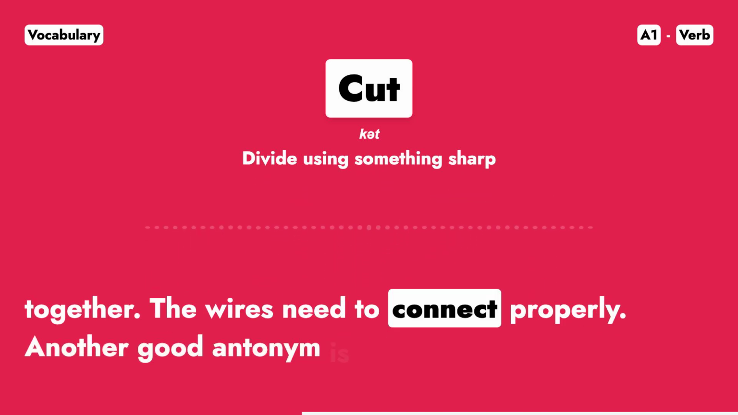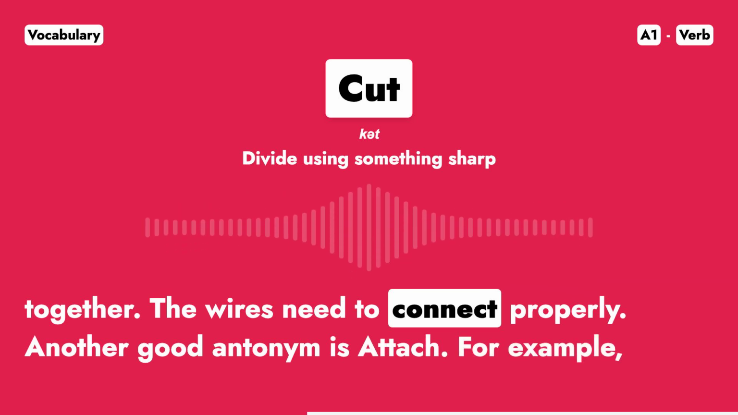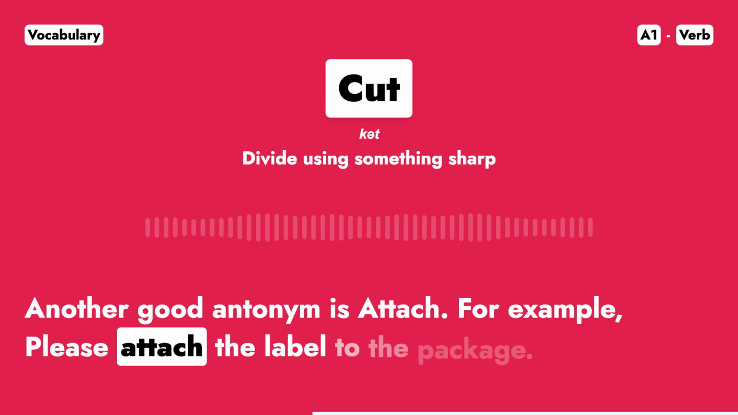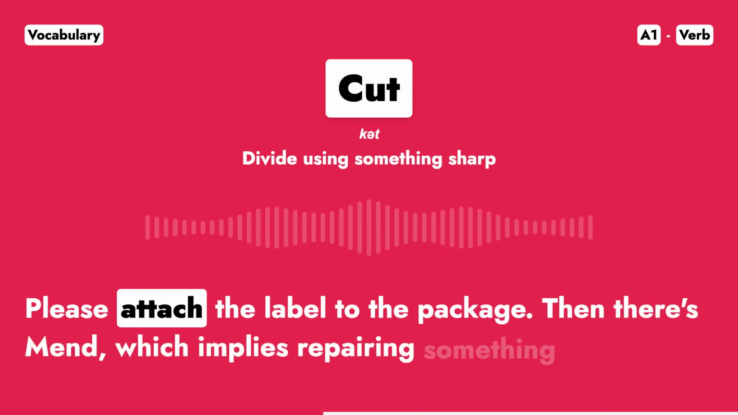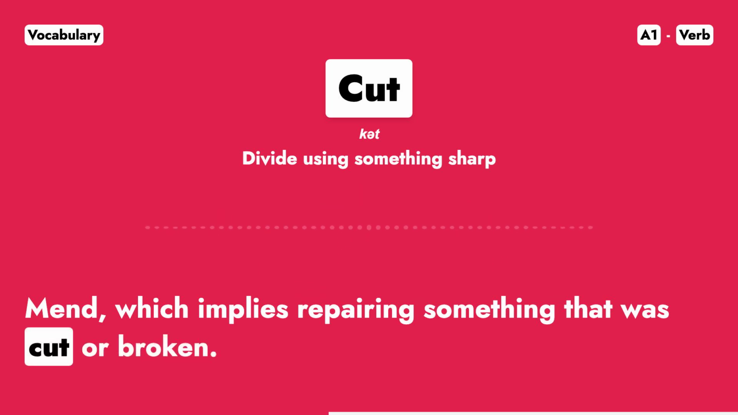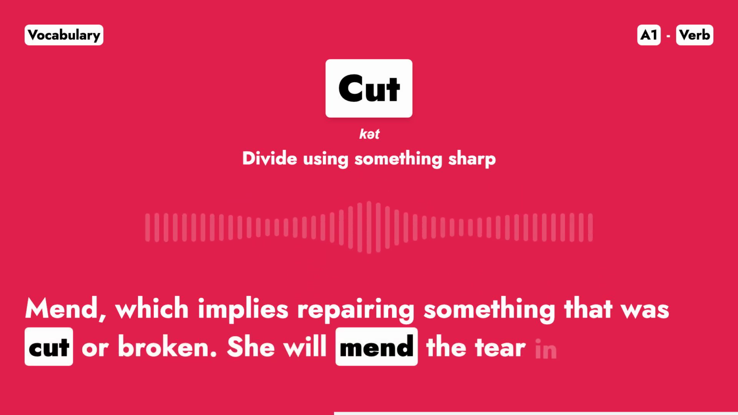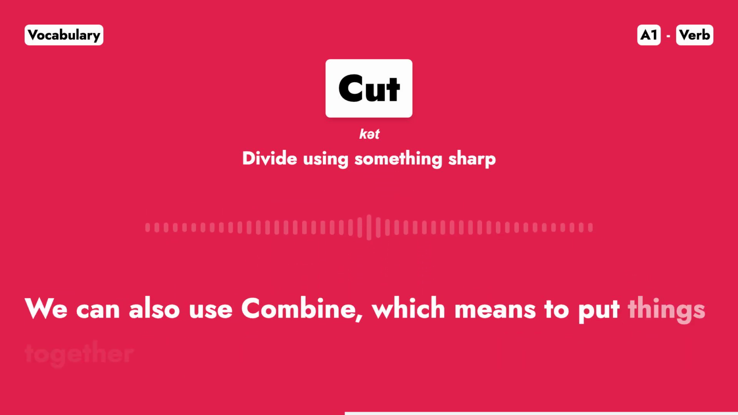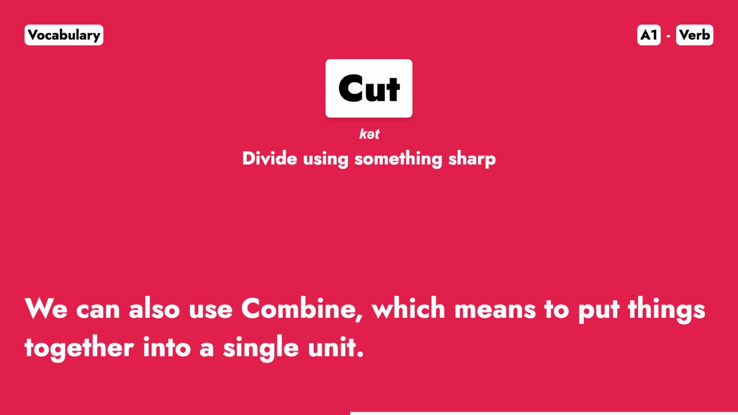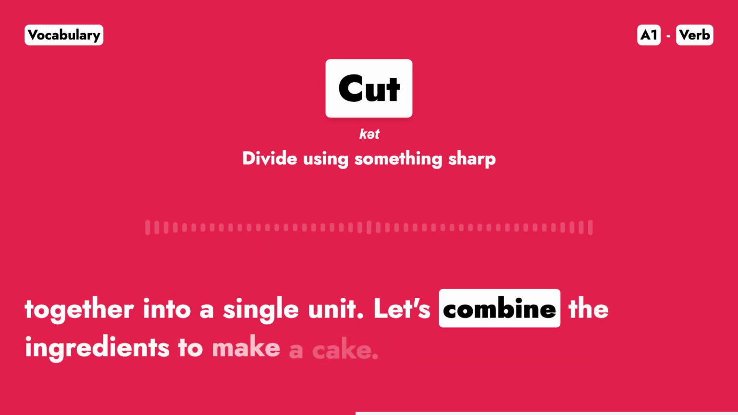Another good antonym is attach. For example, please attach the label to the package. Then there's mend, which implies repairing something that was cut or broken. She will mend the tear in her shirt. We can also use combine, which means to put things together into a single unit. Let's combine the ingredients to make a cake.